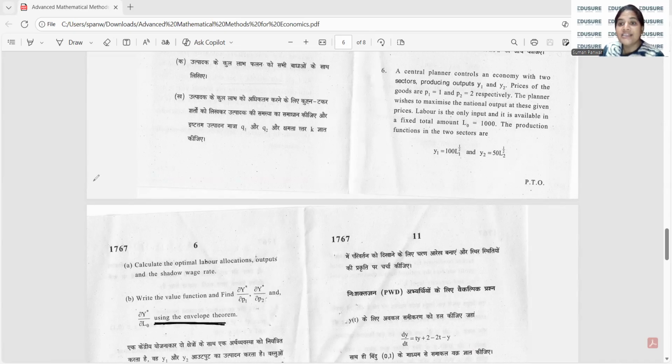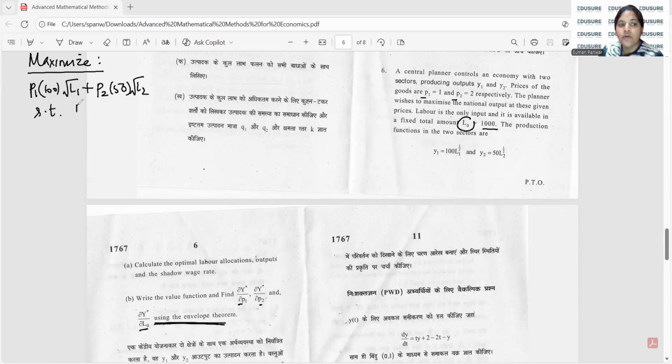Okay. So we again set the Lagrange, but this time it is given that P1, P2 and L naught are variables. So I will not use the value of L naught equals 1000, and I will not use P1 as 1 and P2 as 2. We will take them as variables. So what happens now? My task becomes: maximize P1 times 100 root L1 plus P2 times 50 root L2, subject to L1 plus L2 is equal to L0.